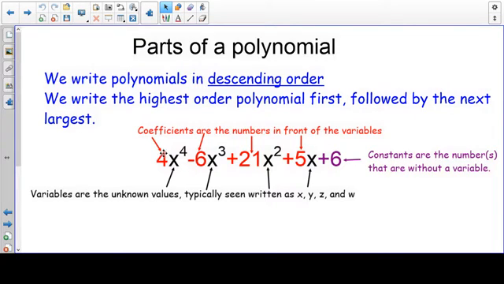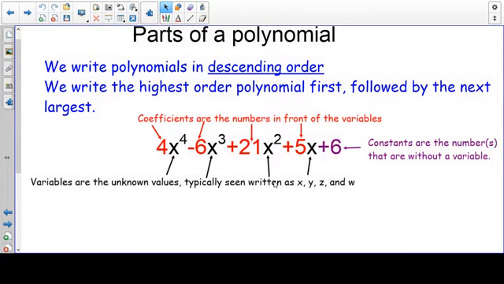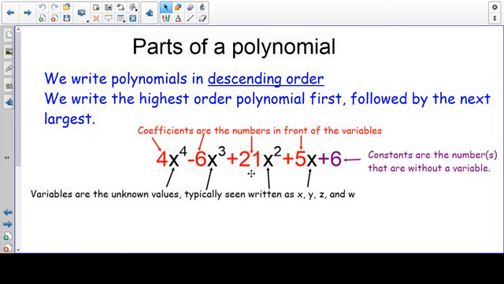Then in front of them I have those numbers. Those are known as coefficients. So I have 4, -6, 21, 5, because those are the ones in front of my variable. And then my constants are the numbers without a variable. So in this case, my 6. So that's just the parts of the polynomial. We're going to put the same stuff together.